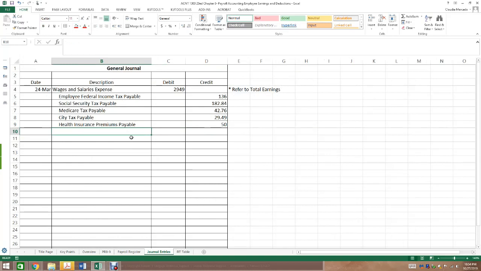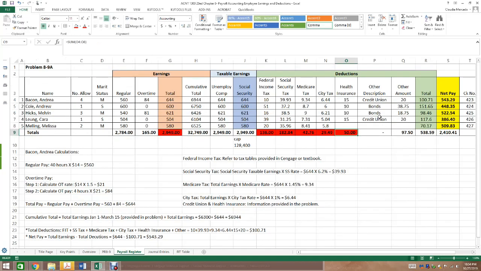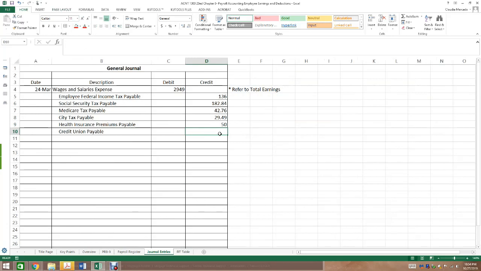Next we have our credit union payable. My credit union payable is the $20 and the $20, so that's going to be $40. Next we have our U.S. savings bonds.